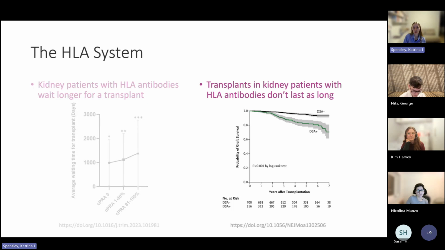The HLA antibodies which directly target a kidney transplant are known as donor-specific antibodies. And there are lots of studies like this one, which have shown that transplant patients with donor-specific antibodies are likely to have their transplant last less long. And in this figure, these patients with donor-specific antibodies are the green line, and it goes down faster than the black line. And this means that more patients lost their transplant. And we see similar results even when the antibodies don't directly target the transplant.